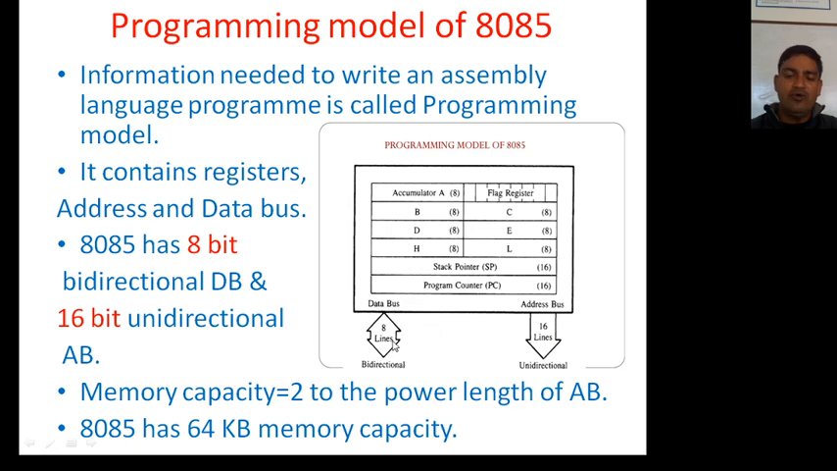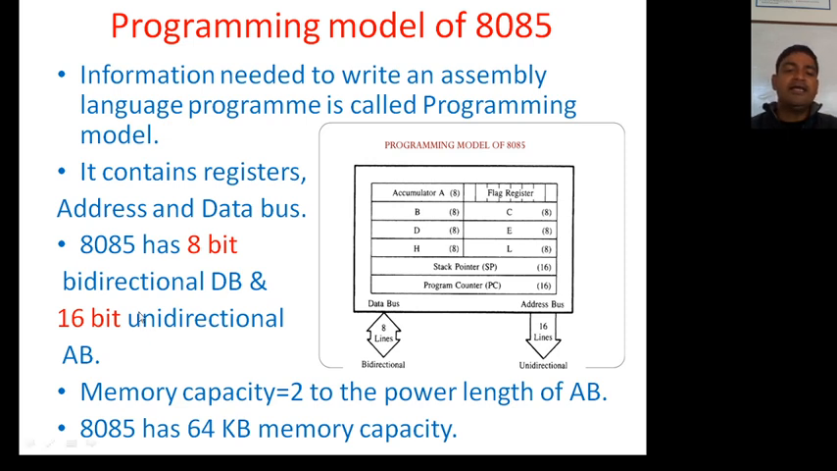You already know the length of the data bus in 8085 is 8 bit, and the length of the address bus in 8085 is 16 bit. Again, the data bus is bidirectional because data flows in both directions, from microprocessor to memory and memory to microprocessor, and from microprocessor to input output port and from input output port to microprocessor.